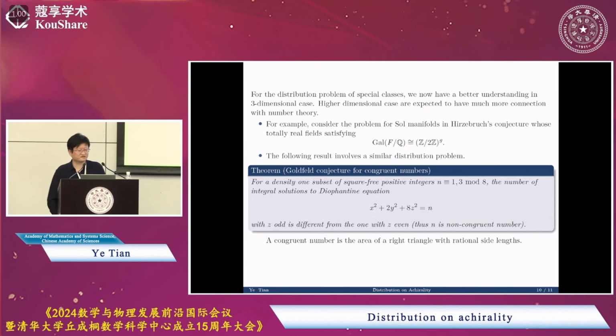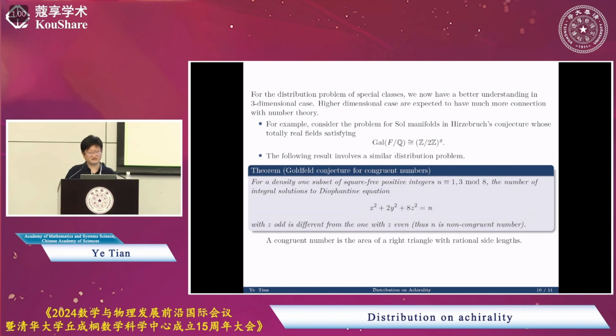So let's recall, a positive integer is called a congruent number if it is the area of a right triangle with rational side length. So there is a result about the congruent numbers. Sorry, the English has something wrong. So there is a density 1 subset of square-free positive integers n congruent to 1 or 3 mod 8.